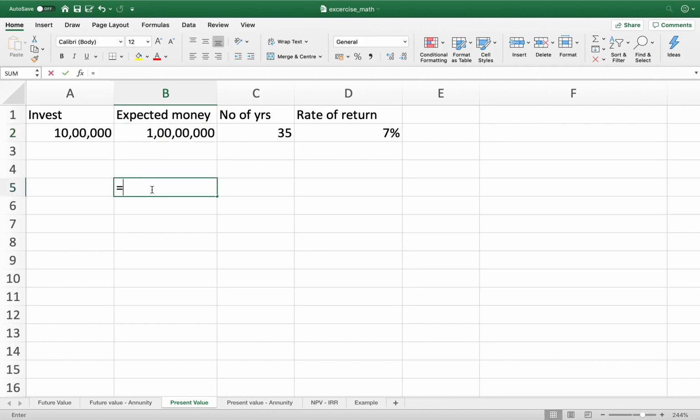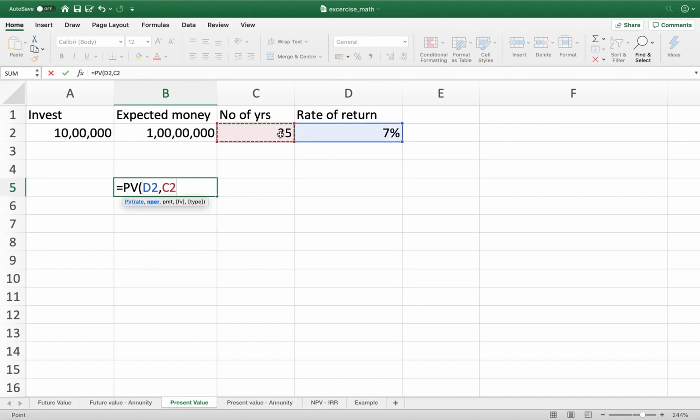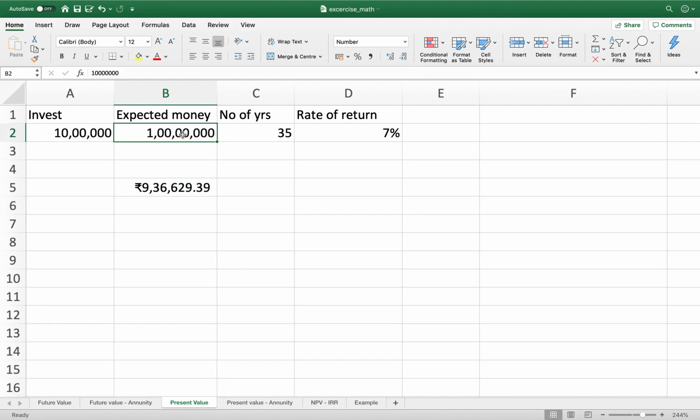Well, for that you have a formula, very similar to future value, where you go and take the rate, NPER is 35, payment, since you are not going to get any interval of payment, 0, and the future value is 1 crore. And then you do it, you get the present value of this fund. So you can do a reverse calculation also. So if someone is asking you 10 lakh rupees right now, you can tell him that it is not 10 lakh, but 9.36 lakh rupees at a rate of even 7% will become 1 crore.